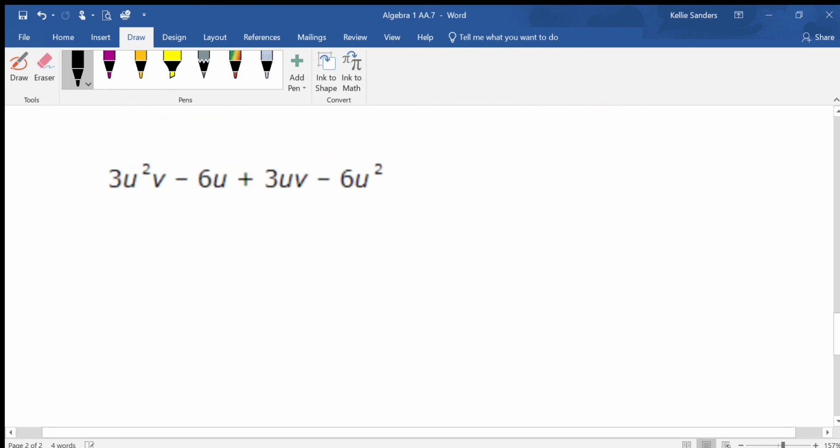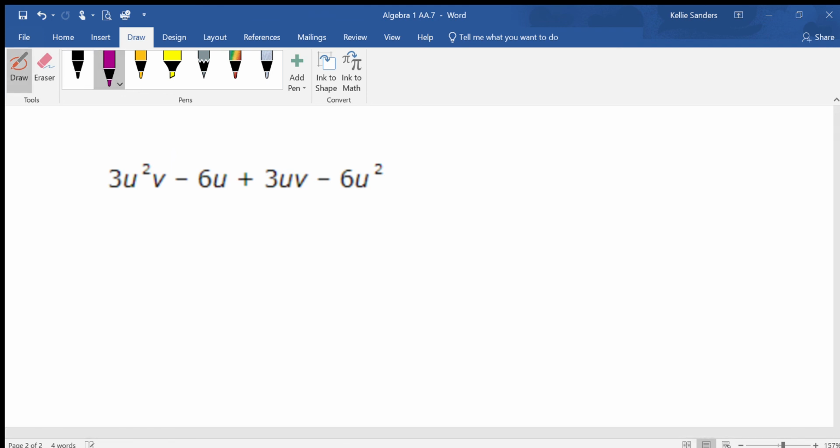Last one. Alright, so what's the very first thing that you should be looking for? That's right. Is there anything that we can take out? We have 3, 6, 3, and 6. The biggest number that goes into 3 and 6 is 3. What else? That's right. There's a U in everything. How many U's can I take out? That's right. Just 1. Because the most that's in all of them is 1.